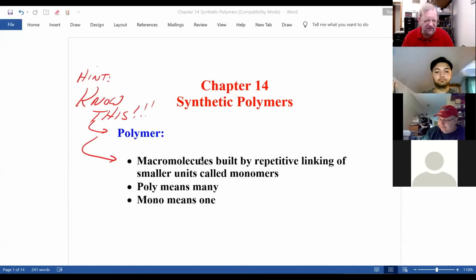All right. So polymer, and when we talk about units, we're talking about macromolecules that may have up to 1 million carbons in it. I don't know about you, that's huge.